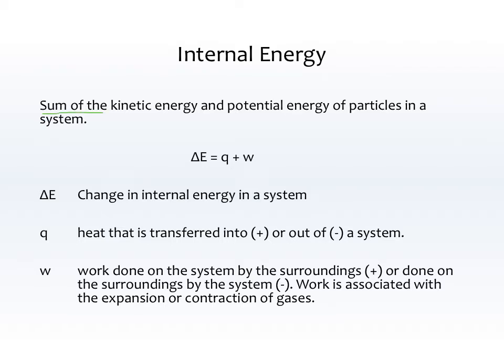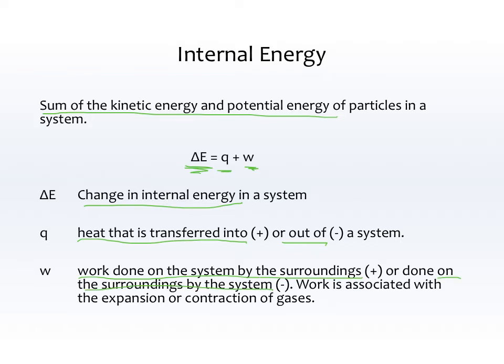So another energy that we'll talk about, internal energy, is actually going to deal with kinetic and potential. It's the sum of the kinetic and the potential energies of particles in a system. The formula is delta E, which is the change in internal energy, is equal to Q, which is the heat that's transferred into or out of a system, plus W, which is the work done on the system by the surroundings or on the surroundings by the system.